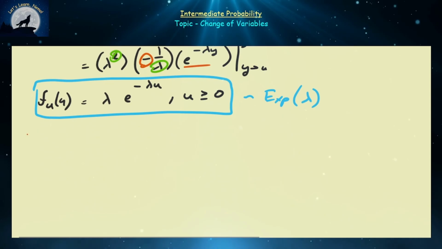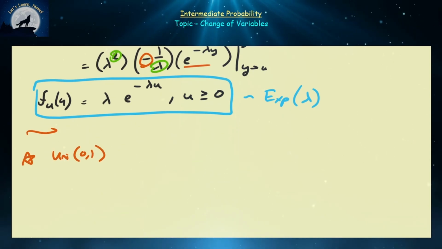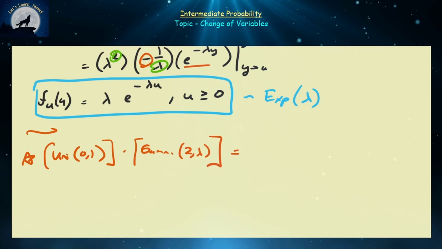So that's actually very neat. What we have here is a uniform 0, 1 multiplied by a gamma with parameters 2 and lambda, which came out to an exponential lambda distribution. Isn't that fascinating, right? Uniform times gamma equals exponential. It's kind of odd, right? It's actually kind of beautiful, at least to me.